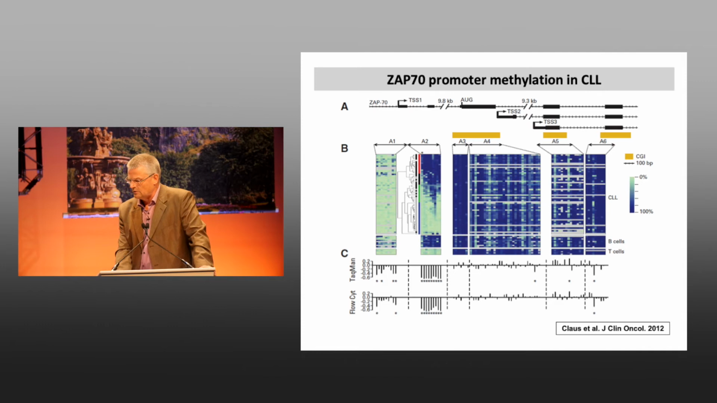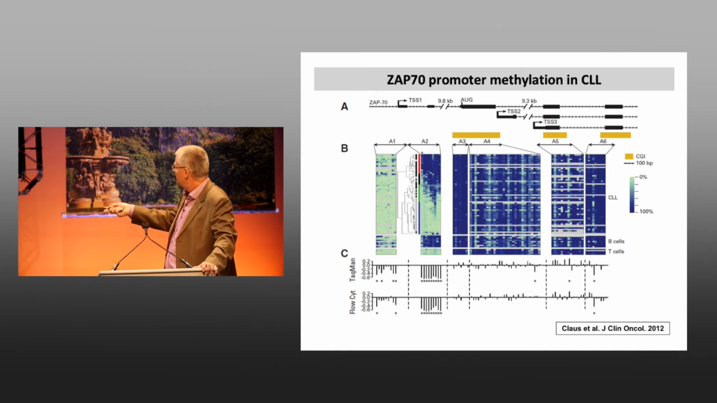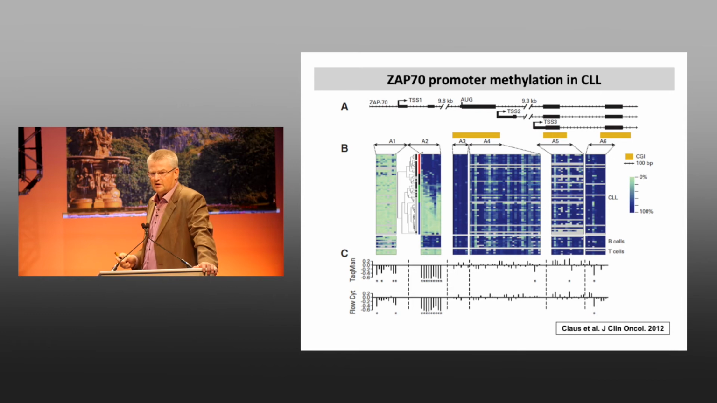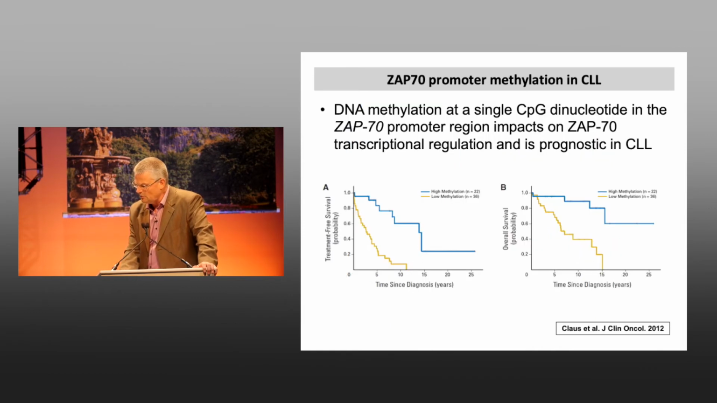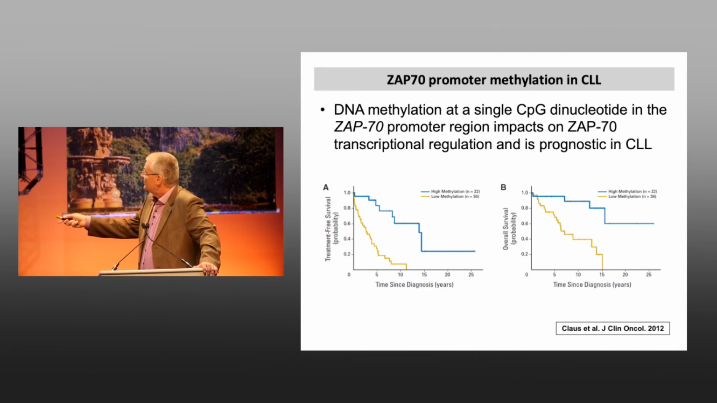And I have a few more slides. In these sites are also methylation events that we have reported before we even knew about this. This is methylation on the ZAP70 promoter. A single CpG site in here can predict outcome. There's an absolutely tight correlation of the methylation to outcome of CLL. This is shown here with a high methylation, low methylation, high methylation performing much better.